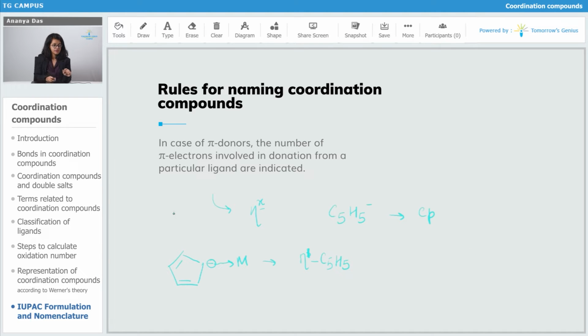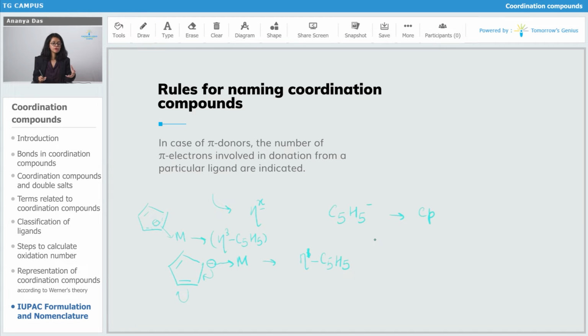Now in case, see, resonance can also happen, that is, this negative charge can go over here and this negative charge can go over here, such that these 3 carbon atoms are in resonance with each other. That is, the negative charge is localized over these 3 carbon atoms, and if it is then donated to the metal, that means 3 carbon atoms are involved in donation. So this will be written as eta raised to the power 3 C5H5.